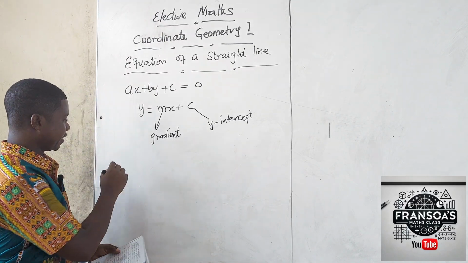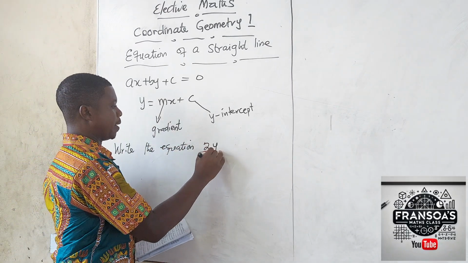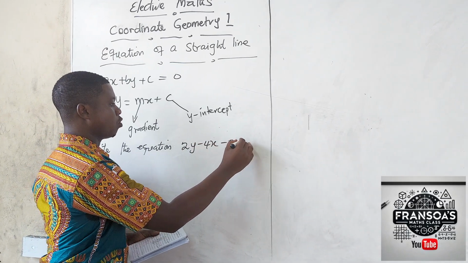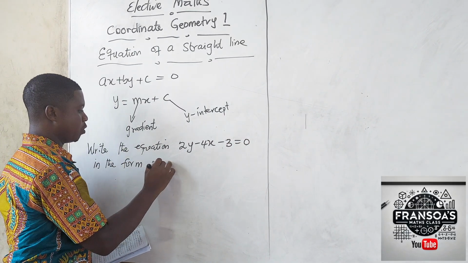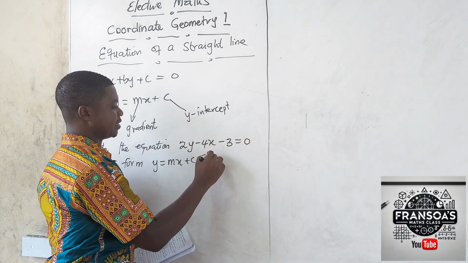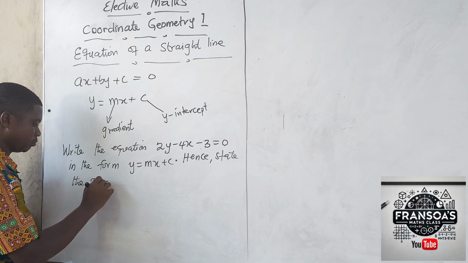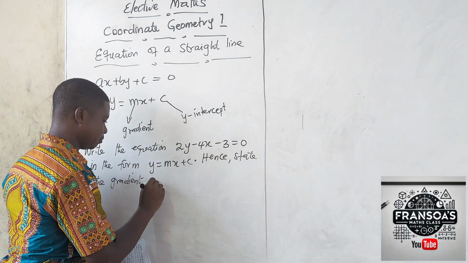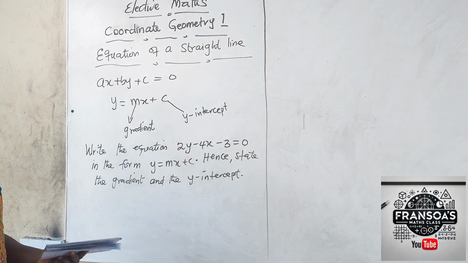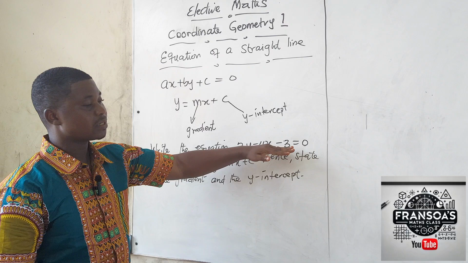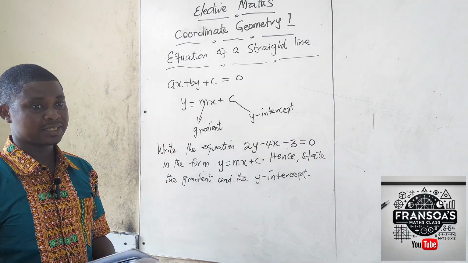Let's get an example here and see. Write the equation 2y minus 4x minus 3 equal to 0 in the form y equals mx plus c. Hence, state the gradient and the y-intercept. So this is the question. We are supposed to write this equation in the form of y equals mx plus c. And after writing that, we should be able to get our gradient and our y-intercept.